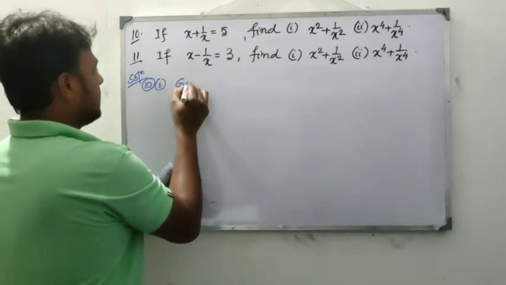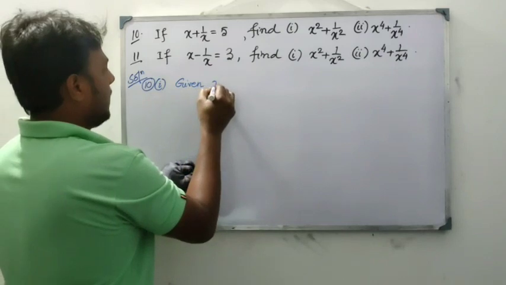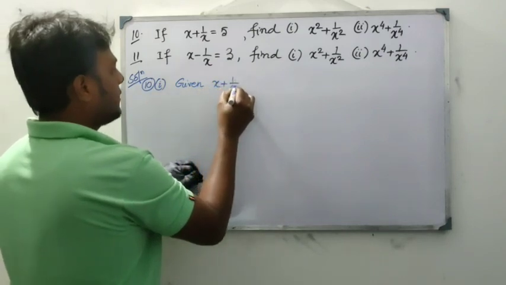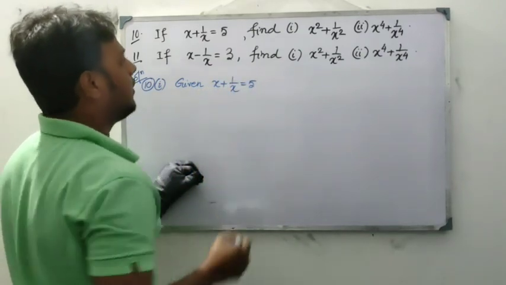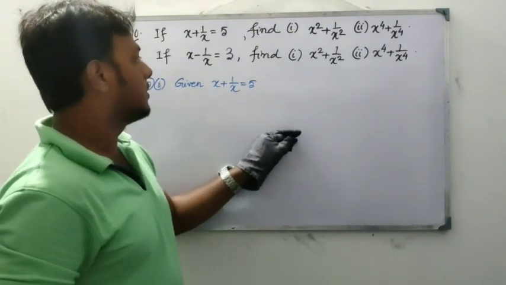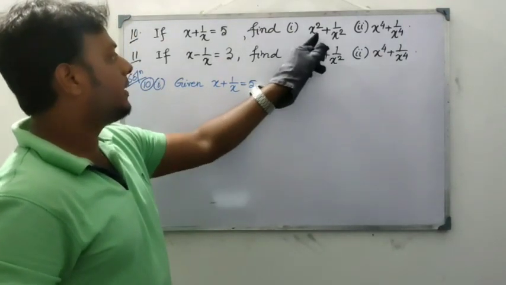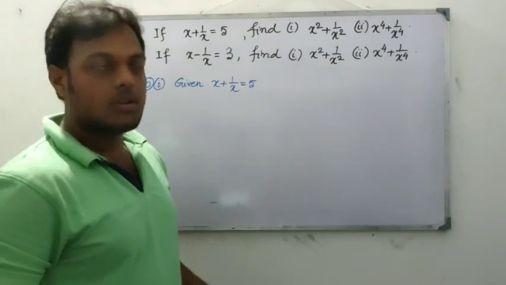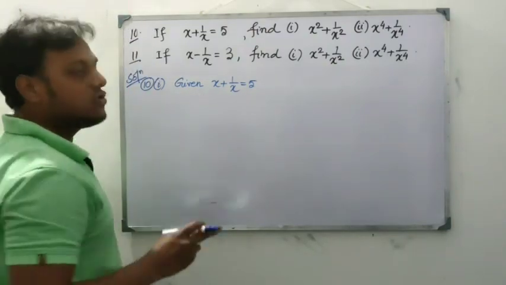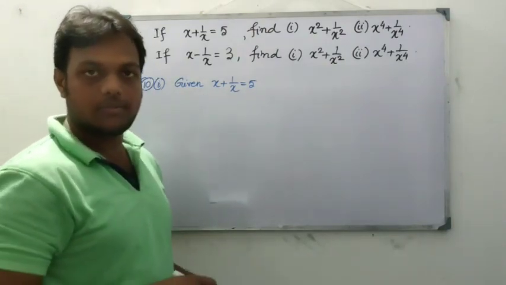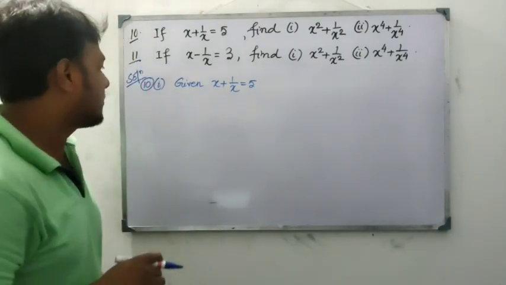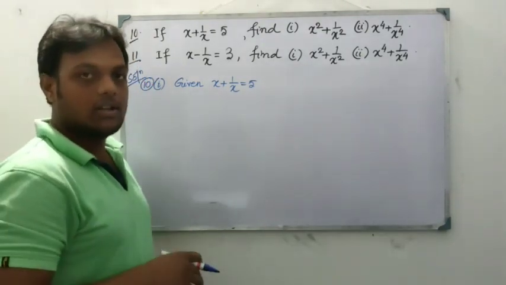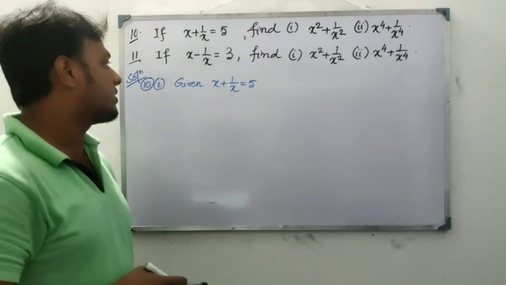They have given that x plus 1 by x equals 5, and you have to calculate the value of x square plus 1 by x square. So you can solve this problem in different ways. Understood? I am solving the first process, and after that I will discuss the second process.